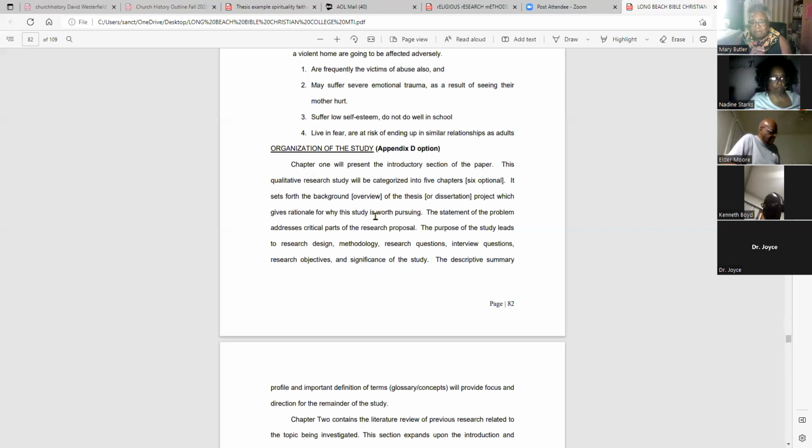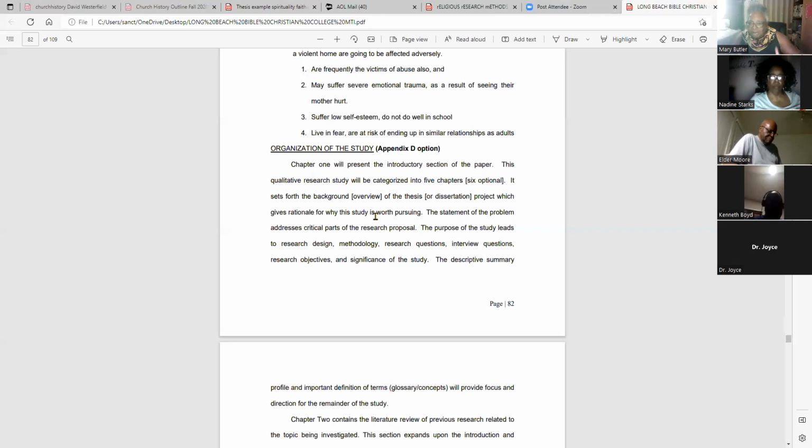This qualitative research study will be categorized in five chapters, not six. Some of my students do six. That's optional. That's those A++ students. But you only need five chapters. The first chapter we're doing right now. We don't start chapter two until next quarter. But this is the organization of the whole paper.